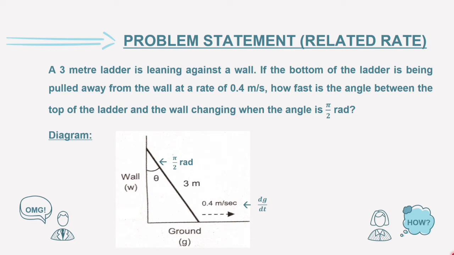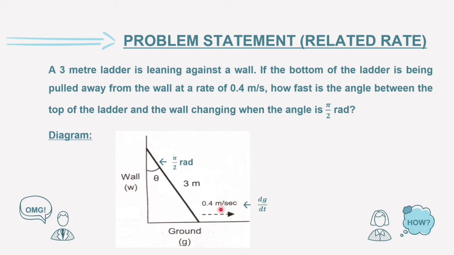A 3-meter ladder is leaning against a wall. If the bottom of the ladder is being pulled away from the wall at a rate of 0.4 meter per second, how fast is the angle between the top of the ladder and the wall changing when the angle is pi/3 radians? So here, this is the diagram for the question so that we can have a better understanding.